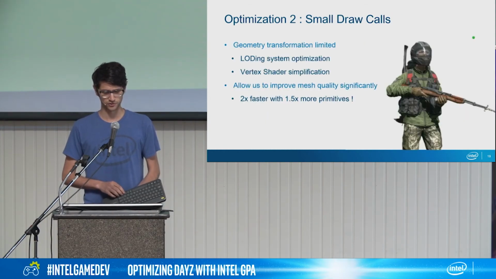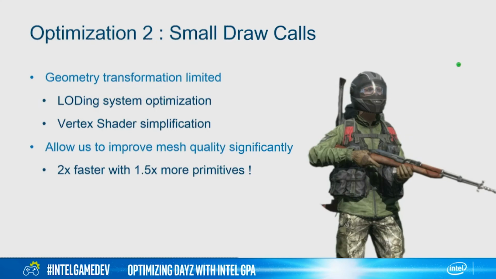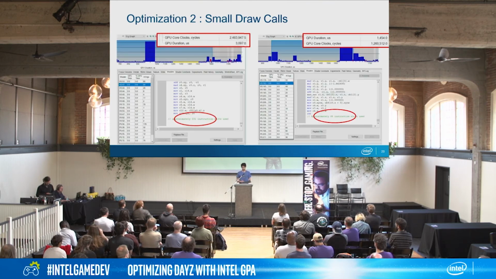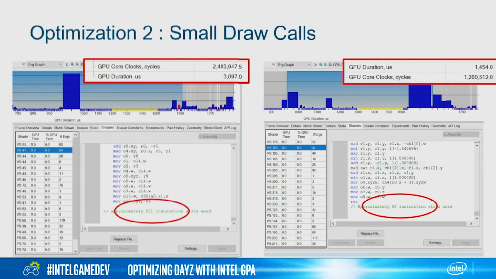The second one was those small draw calls that I showed you. Basically, we were geometry transformation limited by the LOD system. We implemented an LOD system for these optimizations, and we basically simplified the vertex shader. This was those instructions that I showed you. Basically, they were about 215 each, and that allowed us to get 2x faster and have 1.5x more primitives. So here we can actually see what I showed you as well, which was that we went down from about 230 in this example to 88 on this particular shader, reducing our duration by about 2x, which is really helpful.